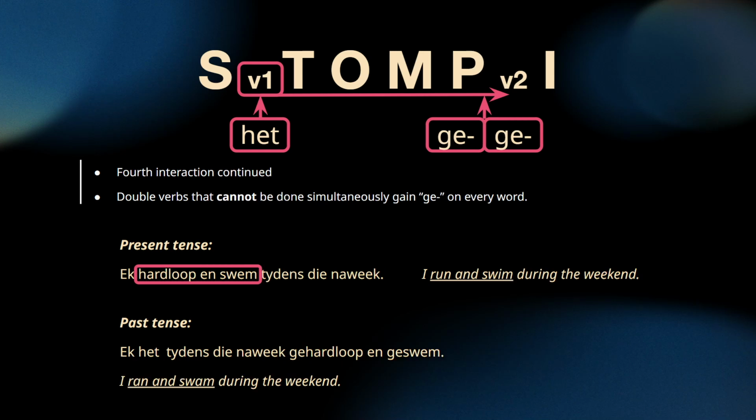Now, if we have two verbs that cannot be done simultaneously, they will sometimes be written together to show that they were just done in the same span of time. In my example, ek hardloop en swem tydens die naweek, I run and swim during the weekend, it is quite logical that we ran and we swam during the space of a weekend, but we didn't do them together. So in order to indicate this accurately in the past tense, we're going to treat them as separate verbs. Ek het, adding that het as my past tense indicator, tydens die naweek gehardloop en geswem. Because I'm showing that these two actions happen separately, each of them are going to get their own separate prefix ge.